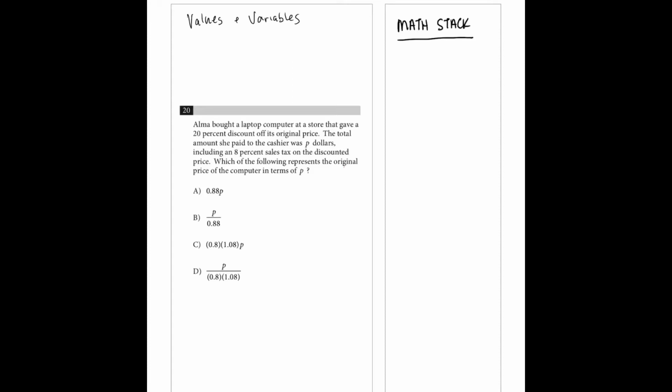Practice test 1, section 4, number 20. Now with word problems, it's really important to track down our values and variables as we read, so that we don't lose track of any of them by the time we finish reading the problem.